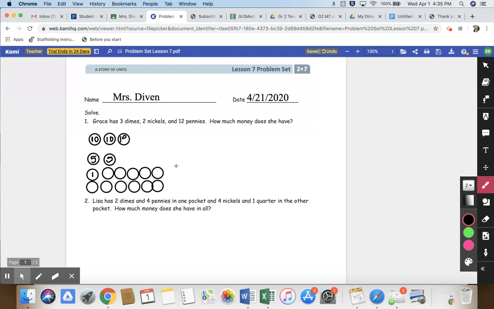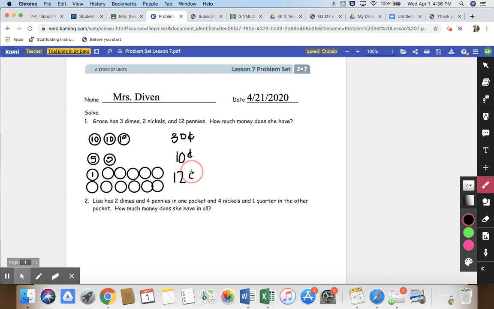Okay, so if we want to add up how many she has, let's just start by adding up each individual currency first. So for the dimes, we've got 10, 20, 30 cents. So I'm going to write that here, 30, and my cent sign. And then we've got 2 nickels, so 5, 10, so that's going to be another 10 cents. And then our pennies here are worth 1 cent each, and we've got 12. So 1 times 12 is going to give us 12 cents.